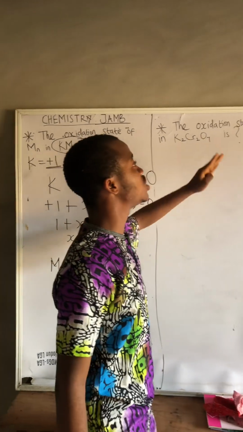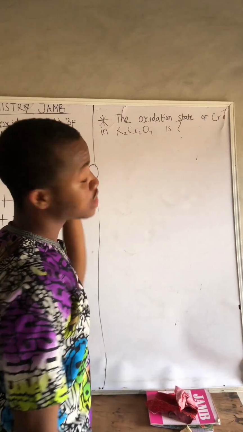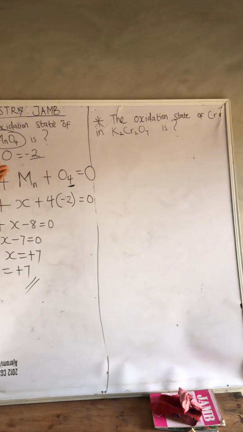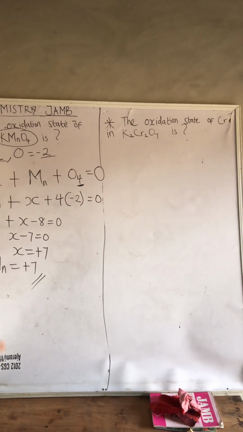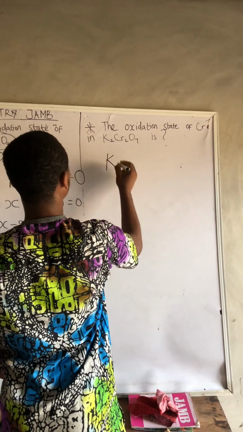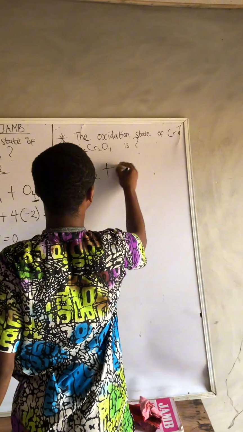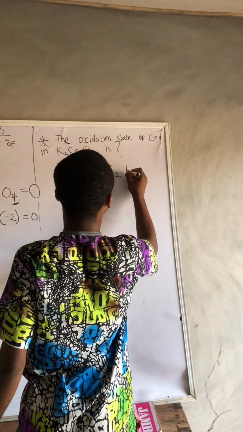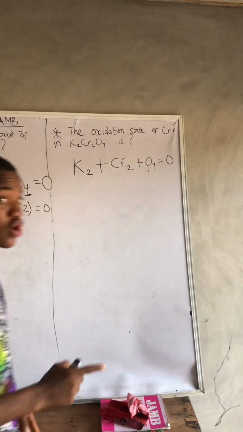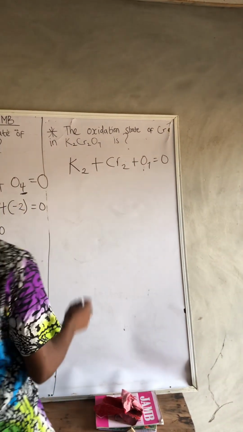Here it says the oxidation state of chromium in K2Cr2O7. So this is actually the same thing, having the same elements. So I feel that should be simple for you, but let me just do this quickly. Using the same method, we have K2 plus Cr2 plus O7 equals 0. Why is it 0? Because it is a neutral compound. Don't forget that.